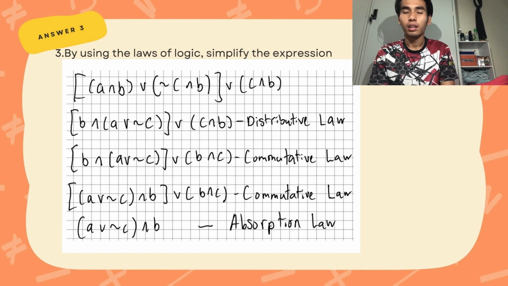And the next one, we use the same law, the commutative law, and the result we get is (A or negation C) and B, or (B and C). And the last one, we get the final result using the absorption law, and that is (A or negation C) and B.